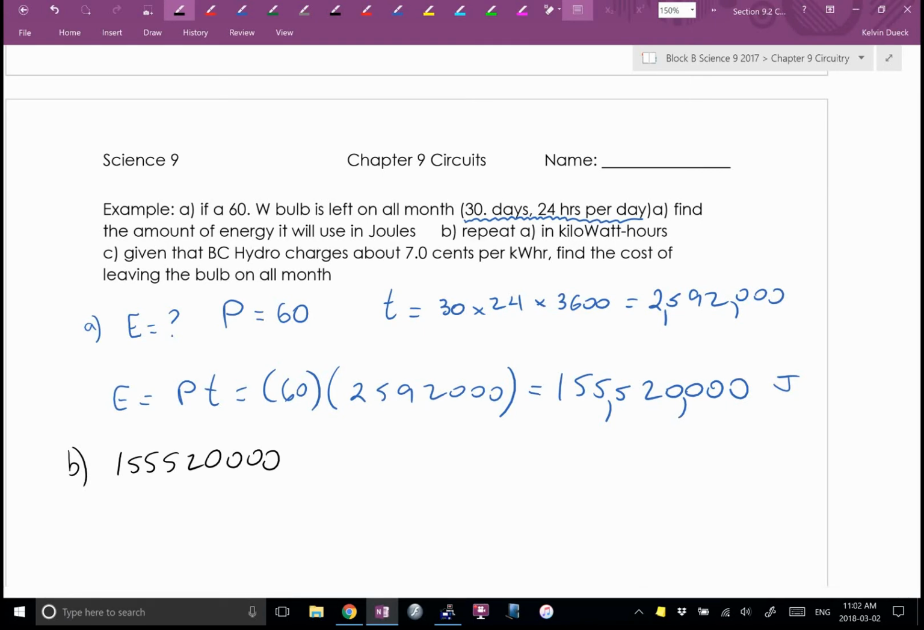Multiply? Don't mix that up, right? Now, I always write divide like this. 3, 6, and how many zeros? 6 zeros? 2, 3, 4, 5.